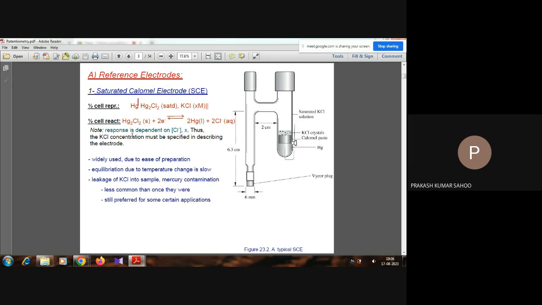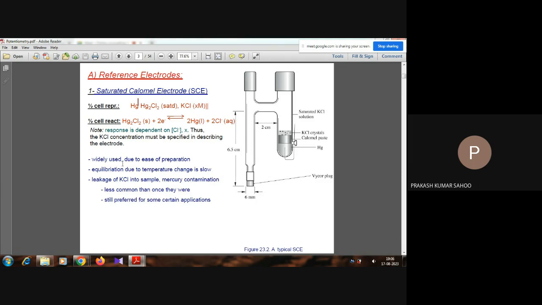Then what is the cell reaction? Here silver chloride is changed to silver metal with release of chloride ion. What happened here? Here silver is in the +1 oxidation state. Here silver is 0. That means +1 to 0, so it gets reduced. Simultaneously, this is the reduction half cell, or it depends on what it is coupled to.